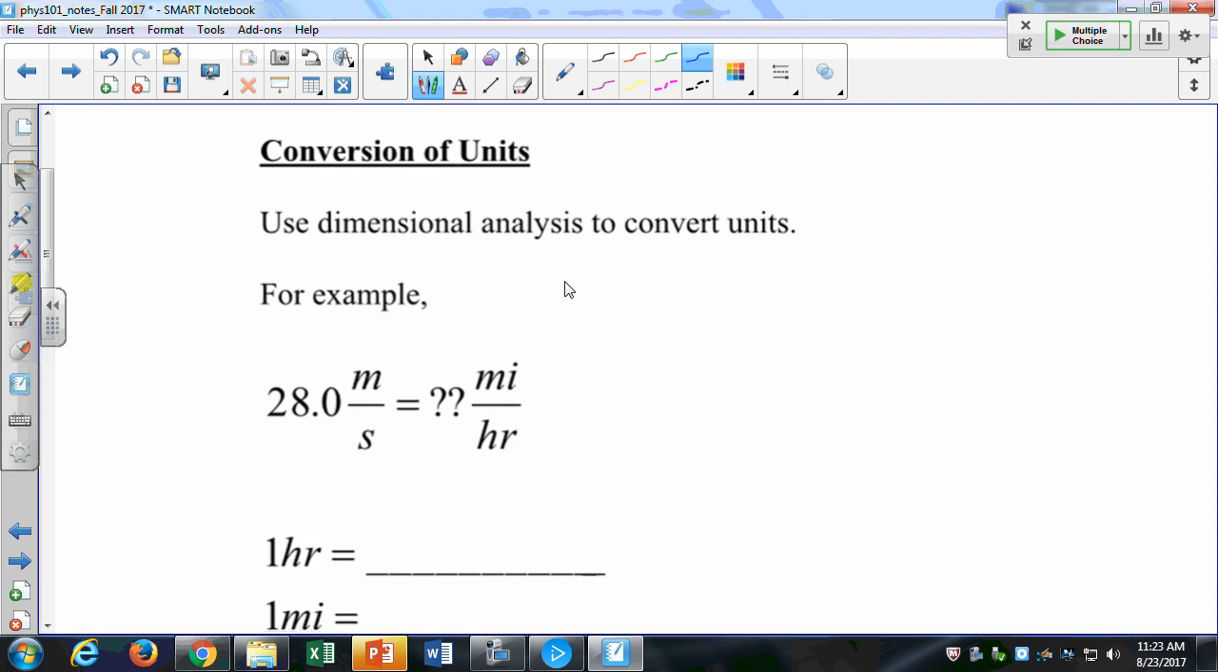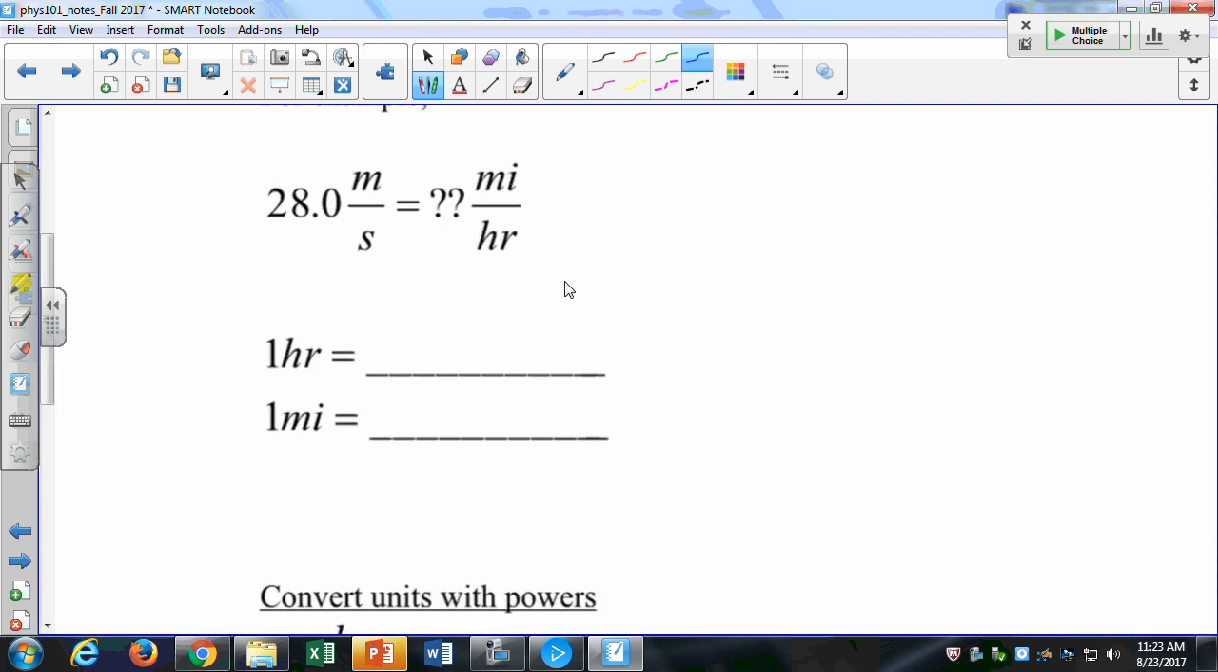For dimensional analysis, or for these unit conversions, it's a lot like what we did with dimensional analysis, that we're just looking at the units and analyzing the dimensions. So say, for example, we wanted to convert 28 meters per second to miles per hour. The first thing that we need to know is what are the conversion factors. So if we want to go from seconds to hours, we need to know how many seconds are in an hour. Well, there are 60 seconds in a minute, 60 minutes in an hour. So there are 3,600 seconds in 1 hour.